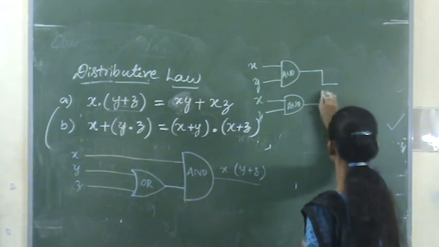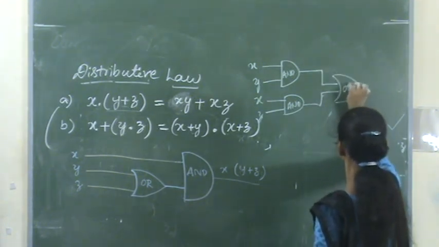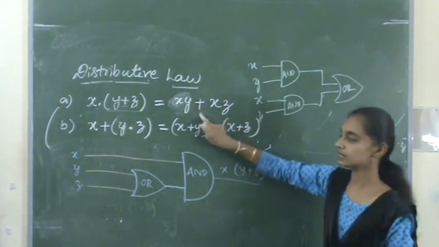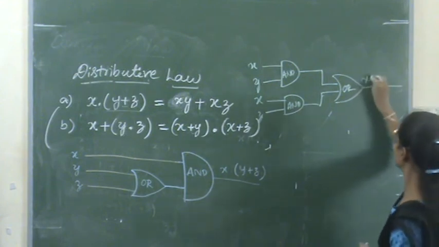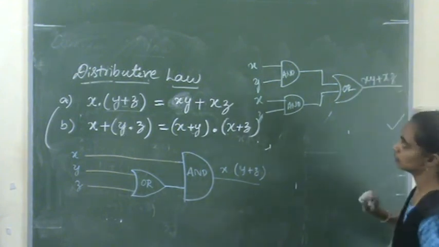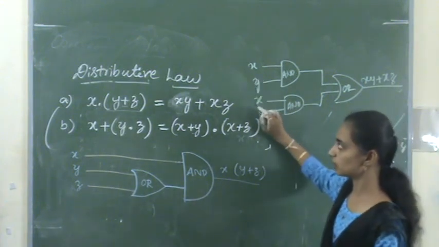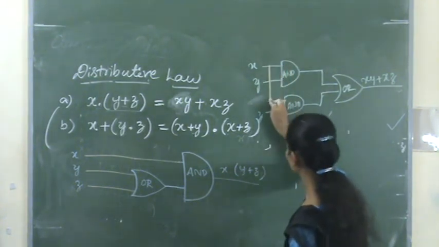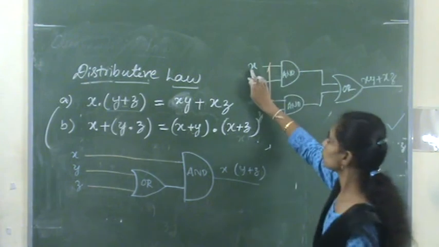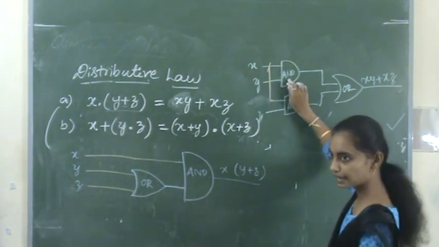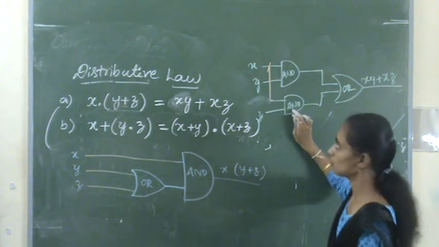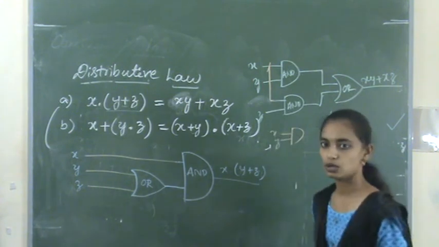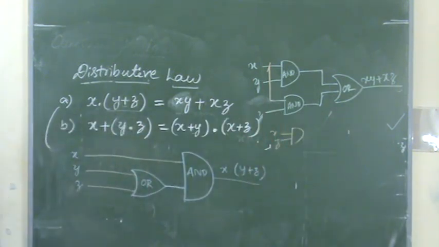So this result and this result we are performing with OR operation. So that is xy plus xz. Okay. So we can provide x in different inputs, or you can take this x value from here also. Now this x value is providing for this AND gate and also this AND gate. So you can write like this, or you can separately give the x value also. So this is how we can write the circuit diagram.